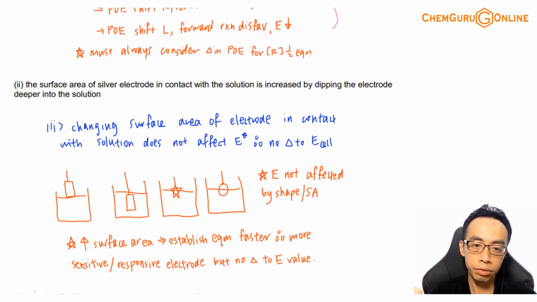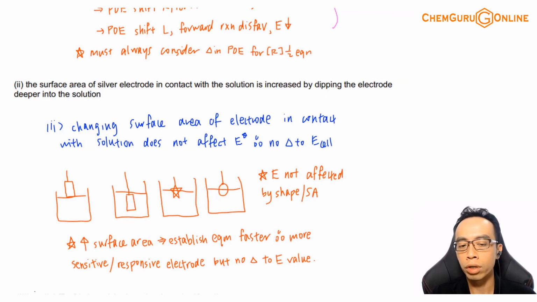Because if you have a bigger surface area in contact with the solution, you'll be able to establish equilibrium faster. Your instrument is more responsive, or more sensitive. That means changes to an E value in a solution, your electrode is able to detect faster. So you'll see the changes reflected in the voltmeter a lot faster. So it affects the sensitivity, but it doesn't affect the E value. There are no changes to E cell.